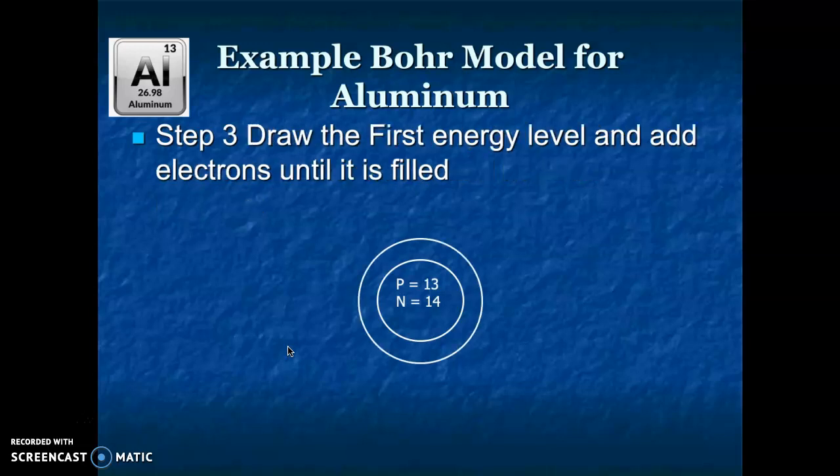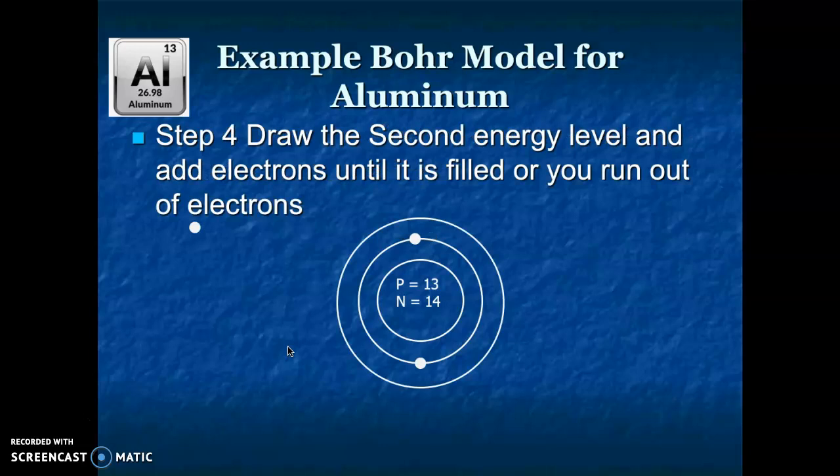Our next step is draw the first energy level and add the electrons until it's filled. We've got 13 electrons that we have to put in this diagram of aluminum. So the first orbital is where I start, and I should put in 2 electrons. And there you go, there are my 2 electrons. I drew them in almost like magic. Now that one's full. When you have a full energy level, you have to skip to the next one. So now we'll go to the second energy level.